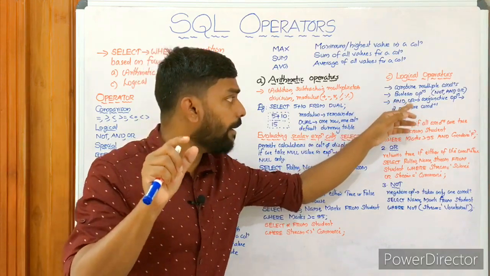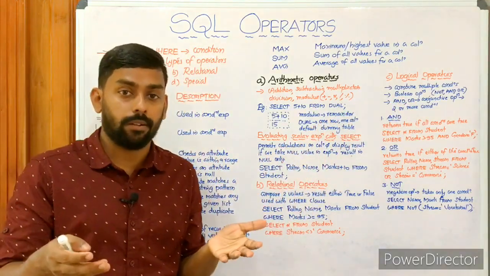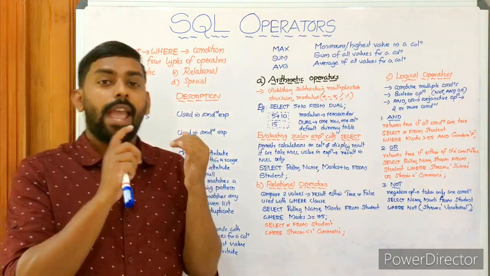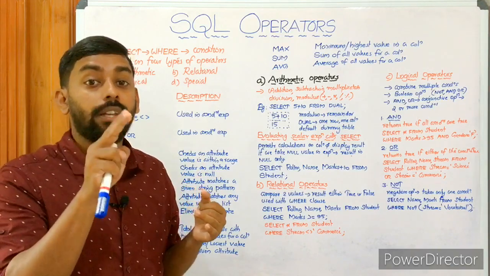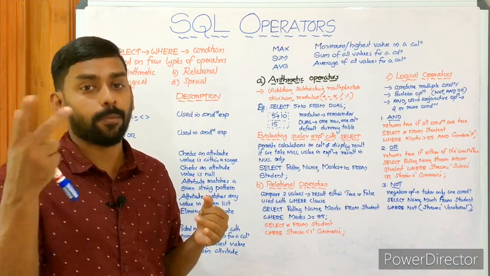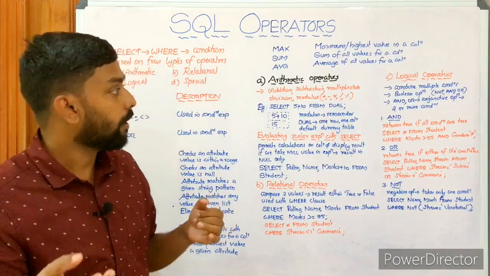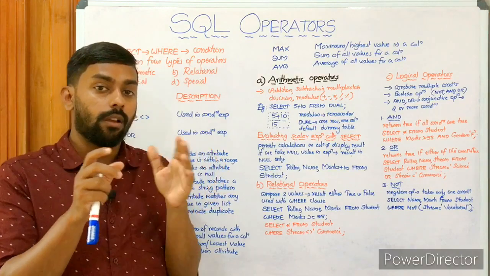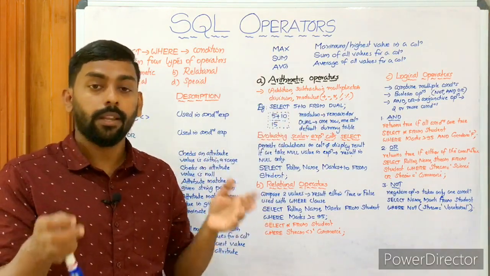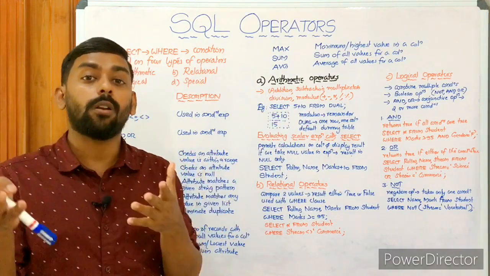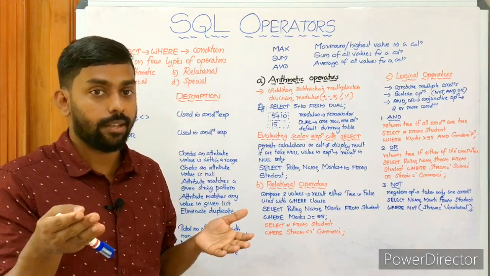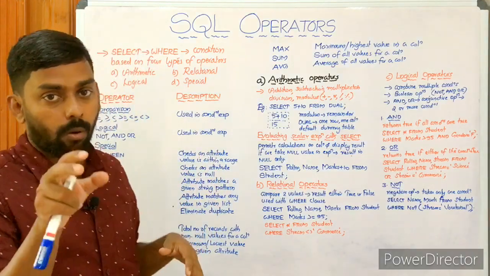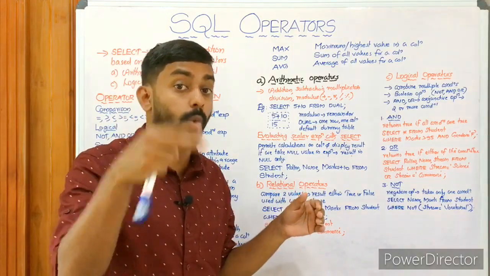Then and, or are called conjunctive operators. Why are and, or called conjunctive operators? We know and, or work with at least two operands, two expressions, or two conditions. Two or more conditions are required to work with and, or. That's why they are called conjunctive operators, because they work on two or more conditions.